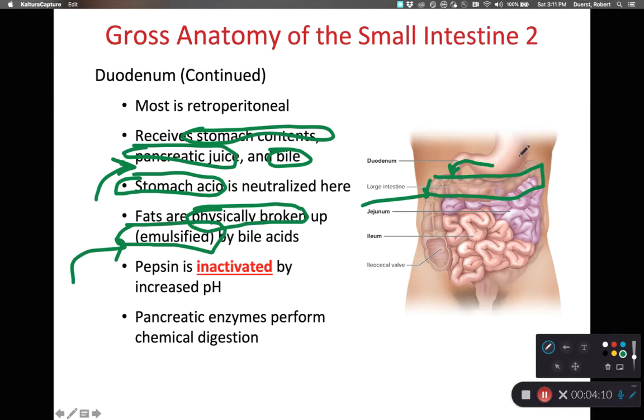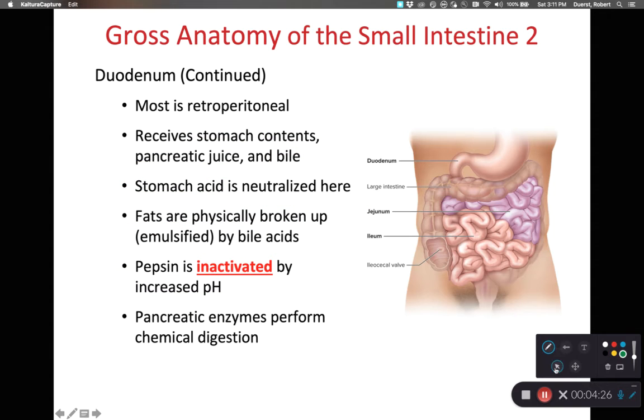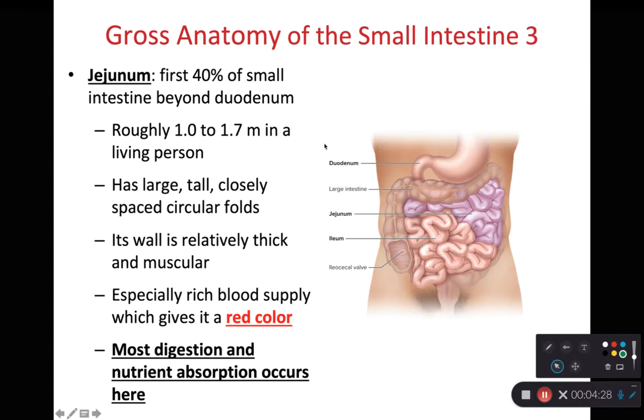We also find the pepsin that comes from the stomach is going to be deactivated in the duodenum because the duodenum has this alkaline pH, whereas the stomach has an acidic pH. The pancreatic enzymes that are secreted from the pancreatic juice are going to perform a myriad of chemical digestion functions. There's a lot of them.